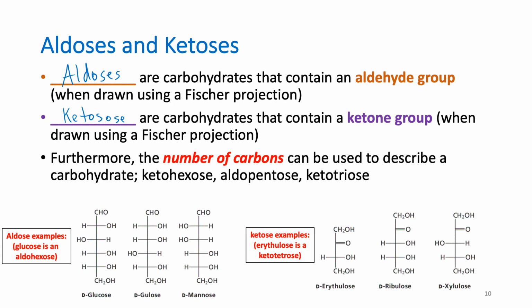Furthermore, the number of carbons can be used to describe a carbohydrate. We've already gone through this earlier in this slideshow. And so D-glucose, I already told you, is an aldohexose. 1, 2, 3, 4, 5, 6. And it's D because the OH on the last chiral carbon is on the right.